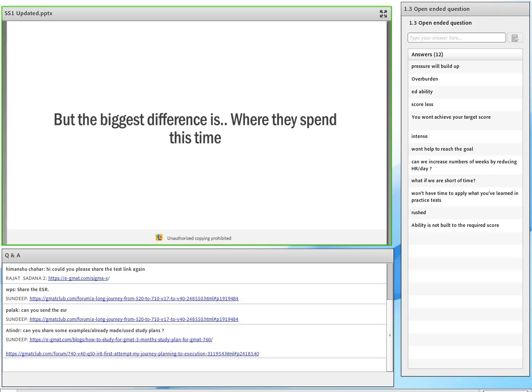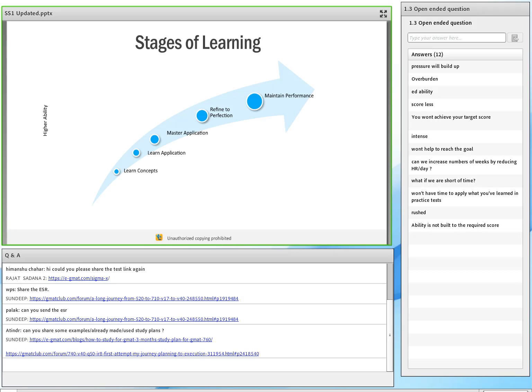That's really important. Okay, so let's talk about what we call stages of learning. This is a chart with regards to how ability varies with stages of learning. The first stage of learning is learn concepts. When you learn a particular subsection, such as sentence correction, if you know all the concepts without knowing all the application, you can still solve the easy questions, which is where you get to that 25th to 30th percentile ability. Once you learn how to apply those concepts, you get to that 50th percentile ability.